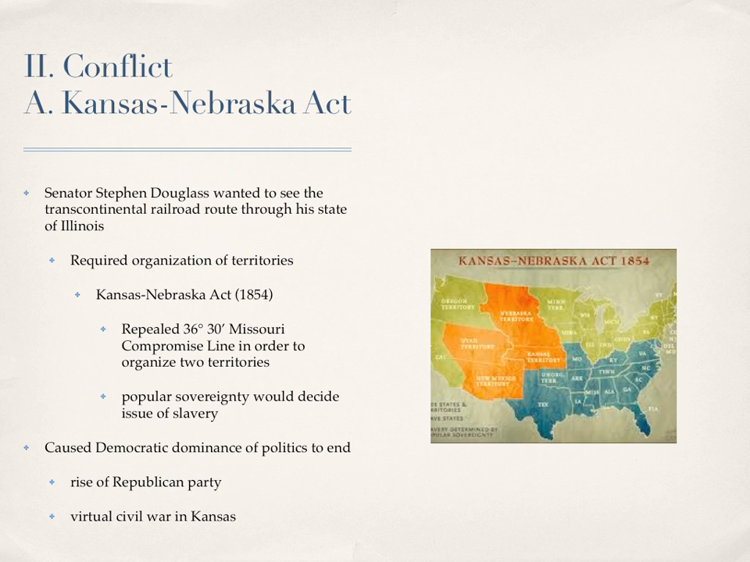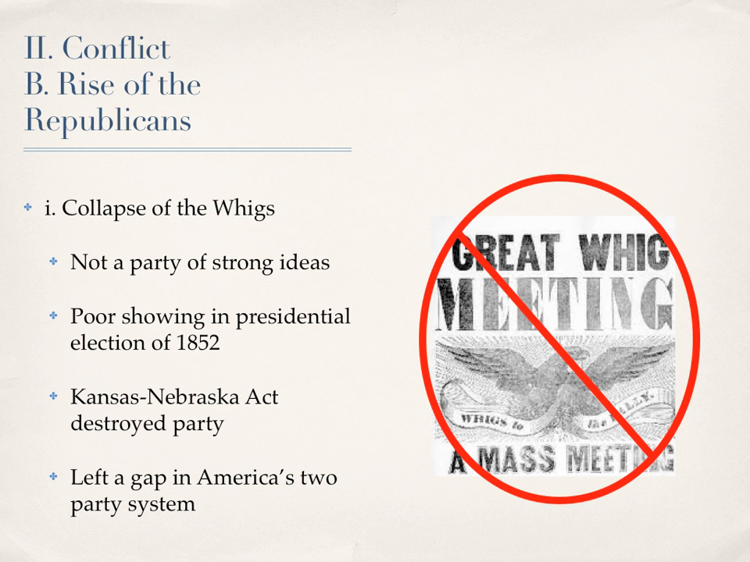Okay, during this time, we are going to see the rise of the Republican Party, which hadn't really existed before then. And there's going to be pretty much a civil war in Kansas, and that's why we're going to get that term Bloody Kansas from. It's going to be a mini pre-Civil War there. Okay, so the Whig Party didn't really ever have strong ideas. It doesn't have a good showing in the election of 1852, and arguing over the Kansas-Nebraska Act pretty much destroys the party, and it leaves a gap in our 2-party system.